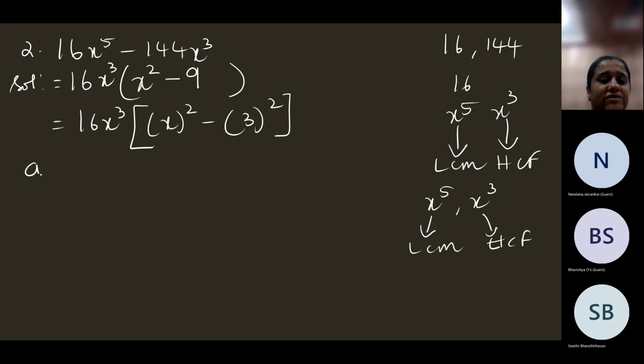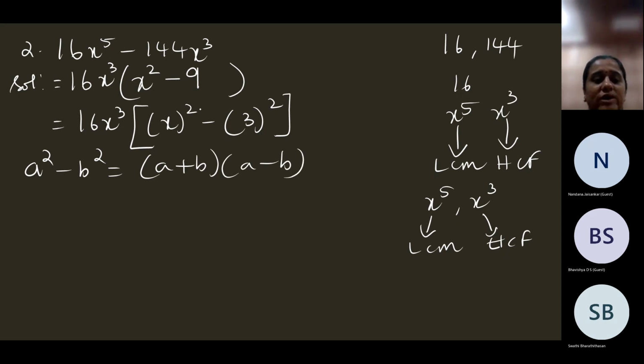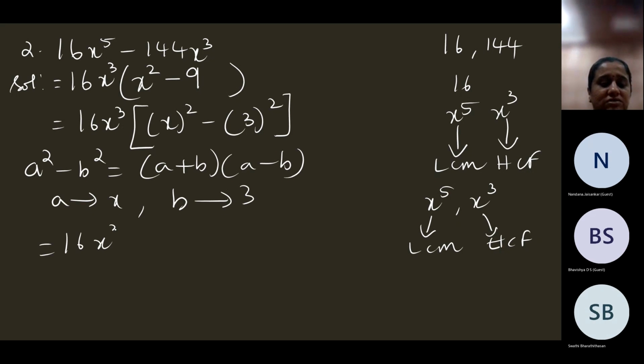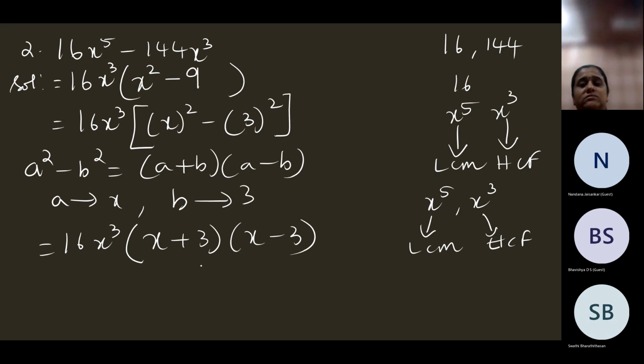So the identity is a square minus b square is equal to a plus b into a minus b. This x the whole square looks like a square, and 3 the whole square looks like b square, where your a is x and your b is 3. So the answer is 16x cubed as it is, and a plus b into a minus b: x plus 3 into x minus 3. Please write down, children. And similar to this, you will be solving. Please write down this answer.